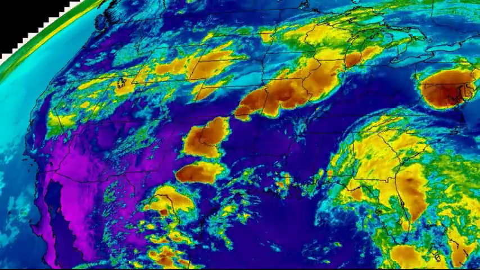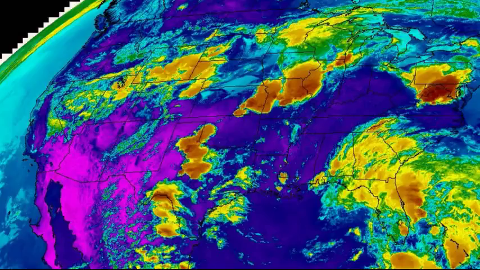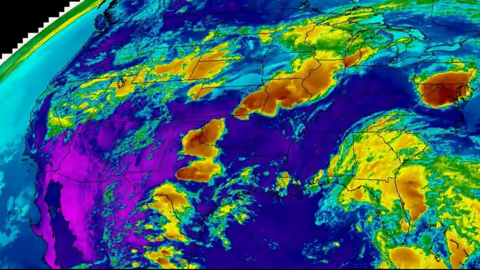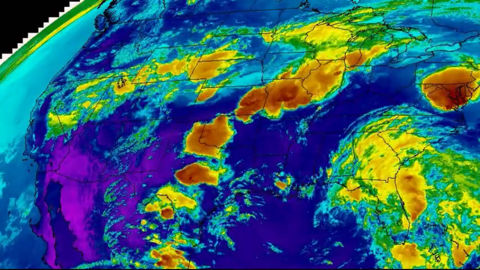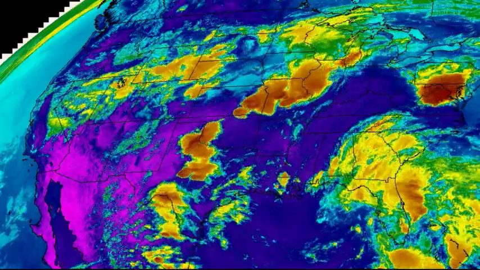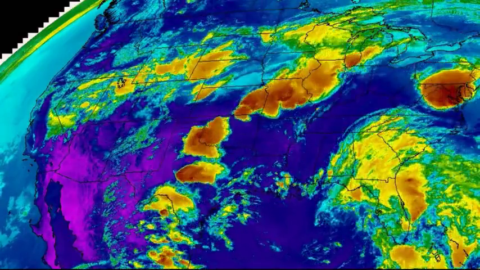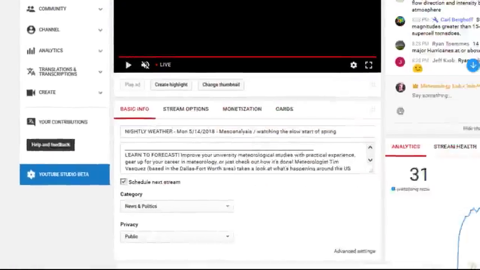Irma, the most intense hurricane of 2017, Mr. Manlet, passing along that info. 914 millibars.